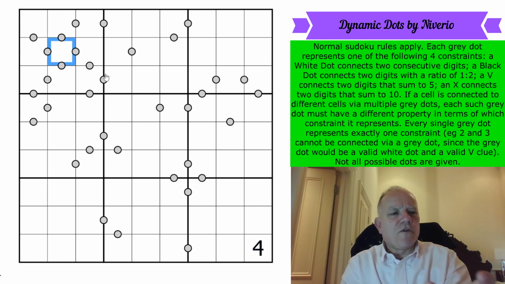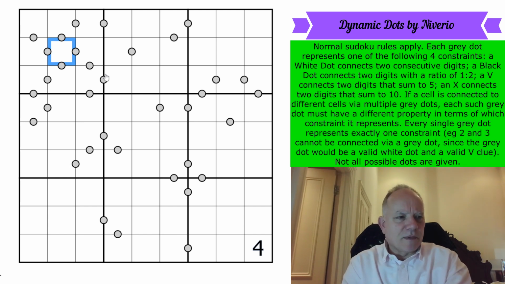So it could be 3 and 4, 4 and 5, 5 and 6, 6 and 7, 7 and 8, 8 and 9. That's quite a lot of possibilities. But the V has very few possibilities. It can't be 2, 3. It's got to be 1, 4.